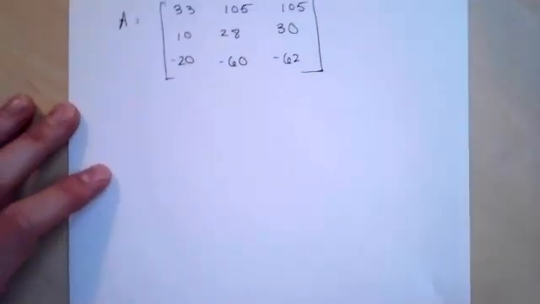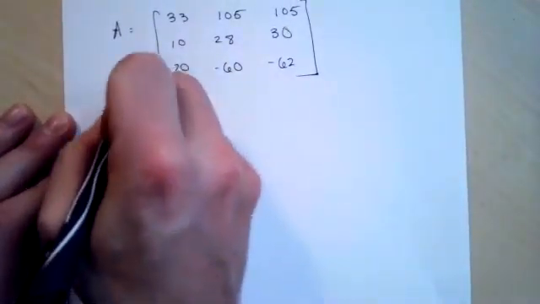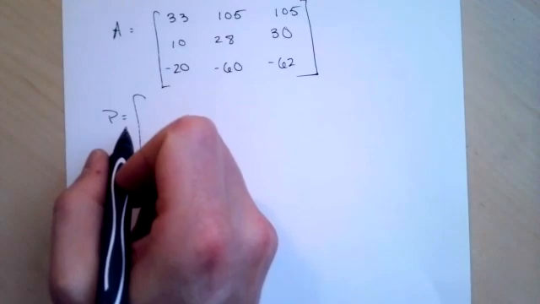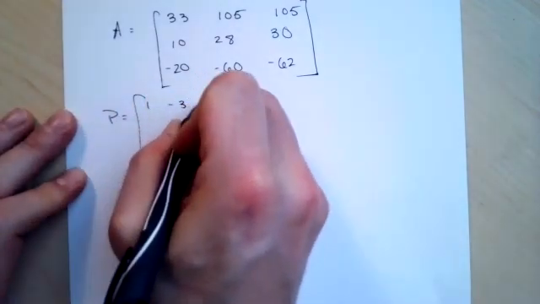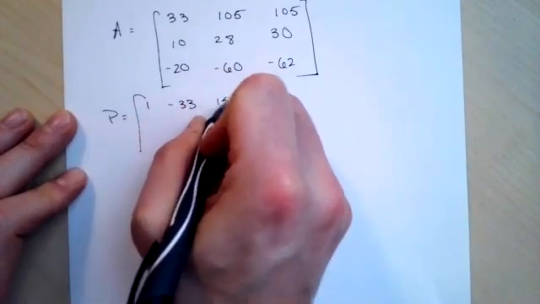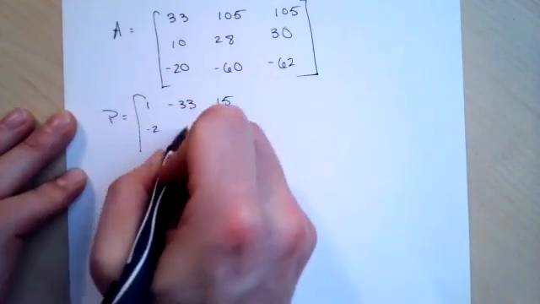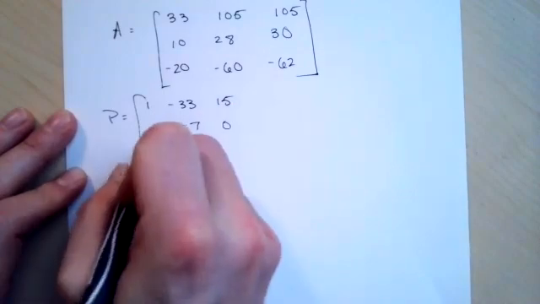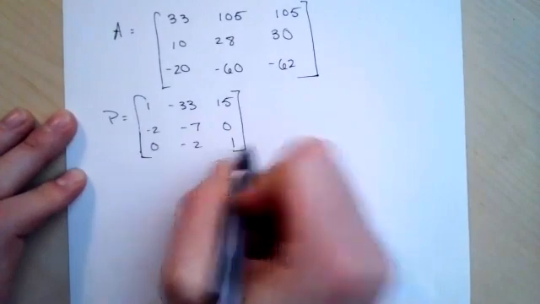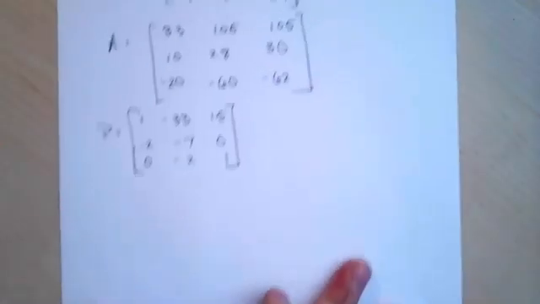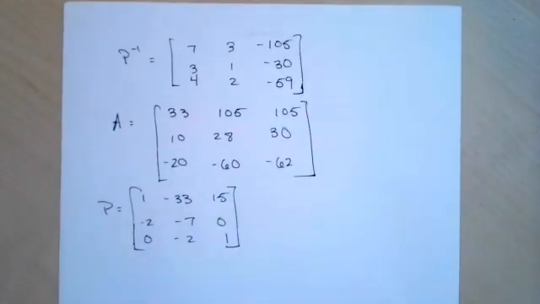All right, so let's come back to this page and write our P, which was 1, minus 3, 3, 15, minus 2, minus 7, 0, 0, minus 2, and 1. So we did all that work. You should want to do a few checks just to make sure. What are some things we could do?